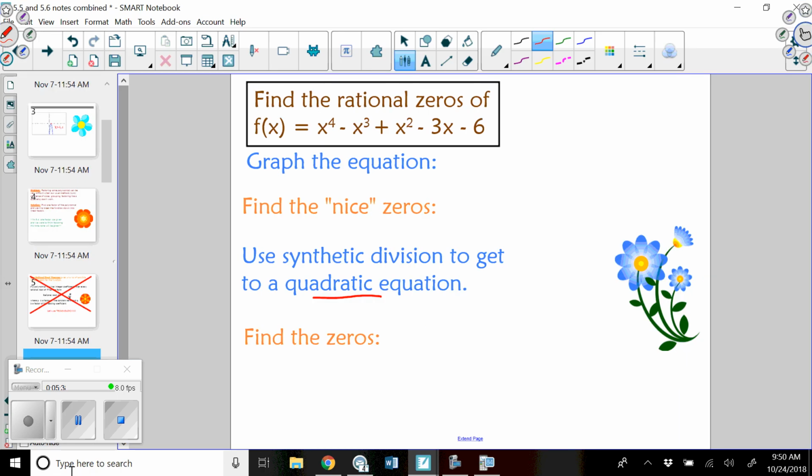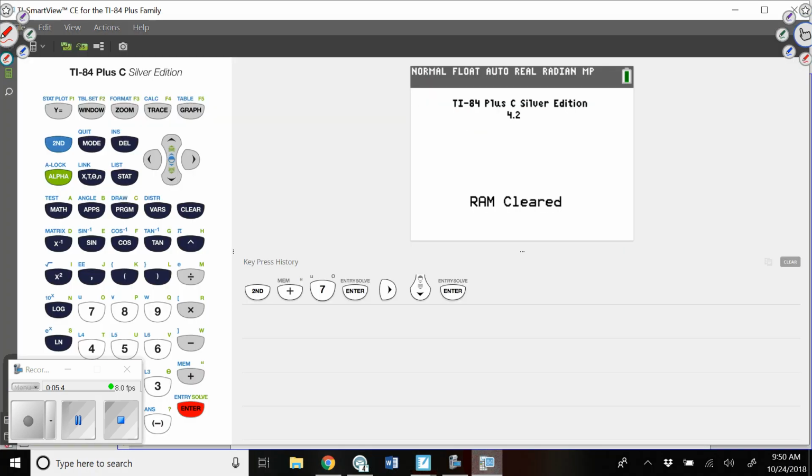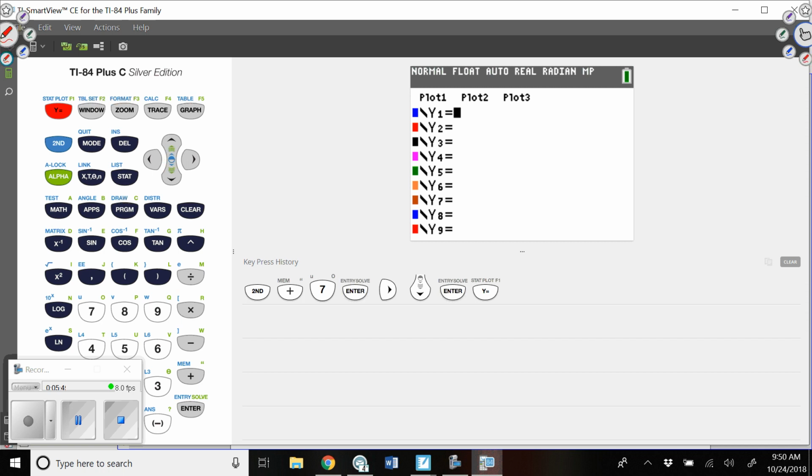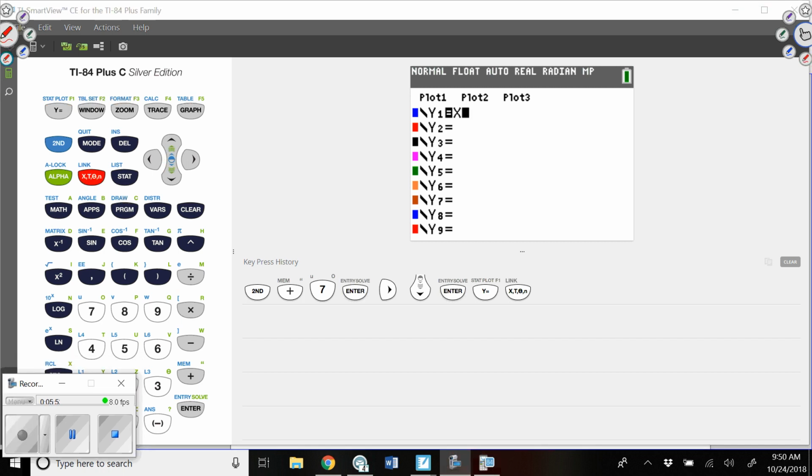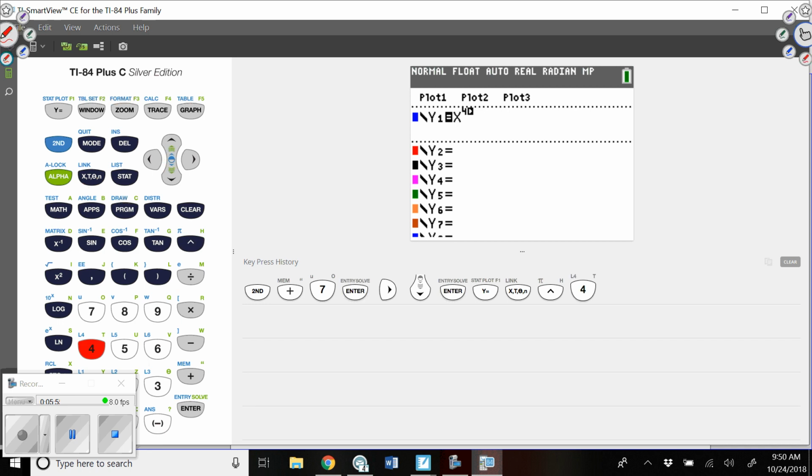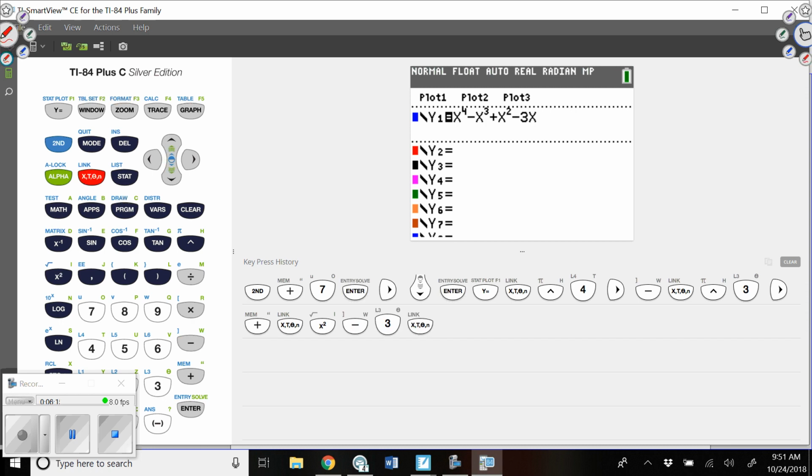I'm going to be jumping back and forth here. So we're going to go ahead and graph this problem. Do you remember how to graph? Good. Y equals, we're going to type it in here. So x to the 4th. And don't forget to pop that cursor down so you don't type everything as an exponent. I've done that. Makes really weird graphs. All right, minus x cubed plus x squared minus 3x minus 6. Okay, and then we hit graph.